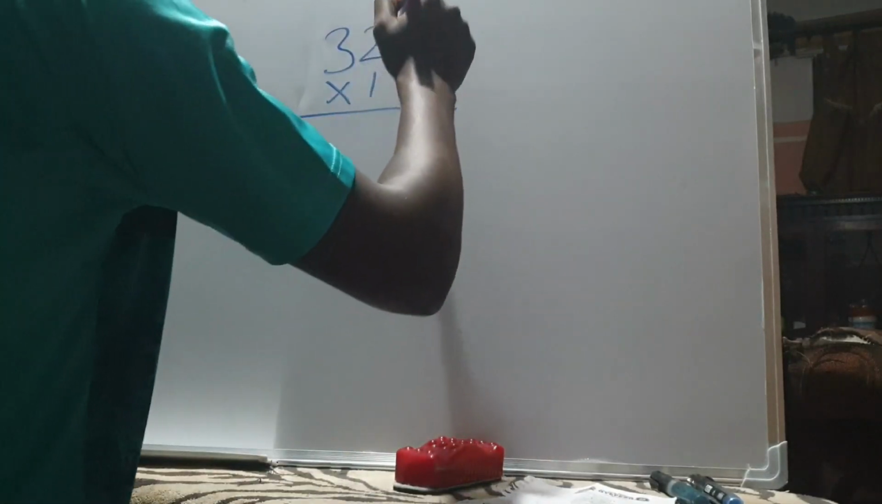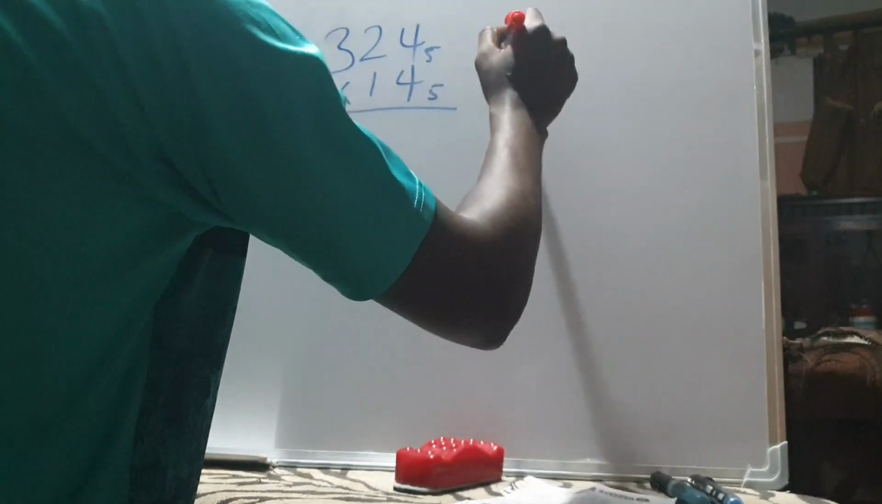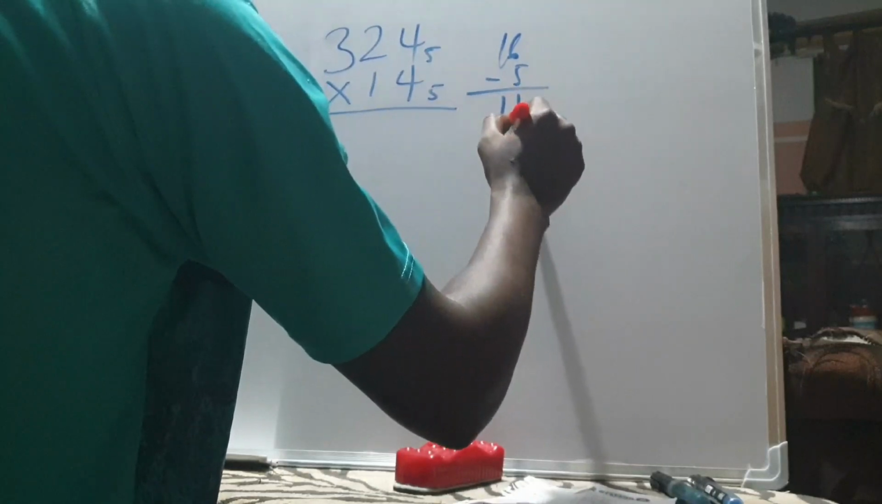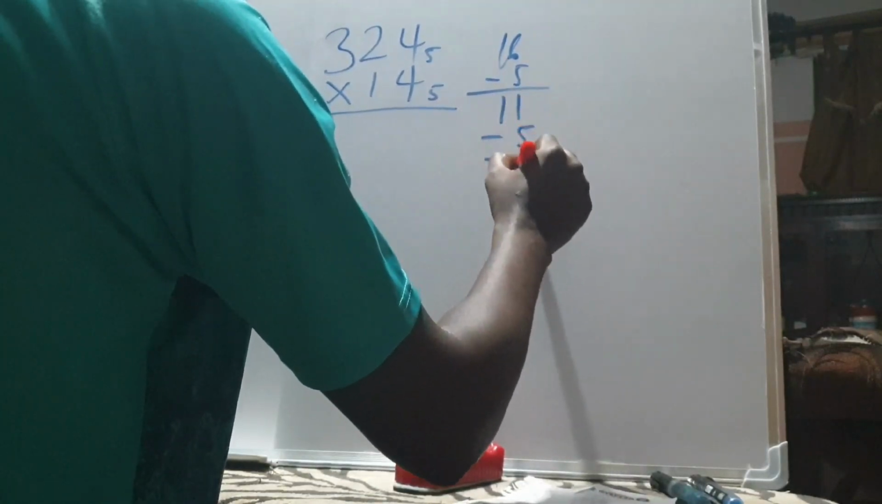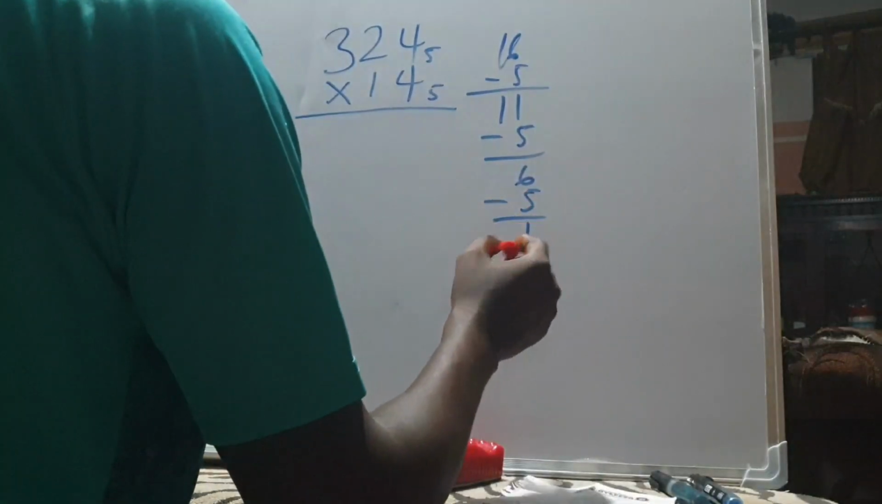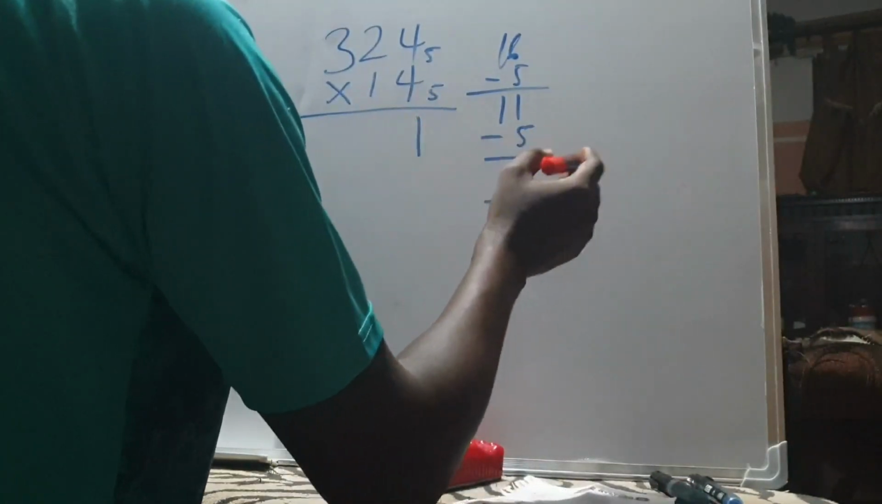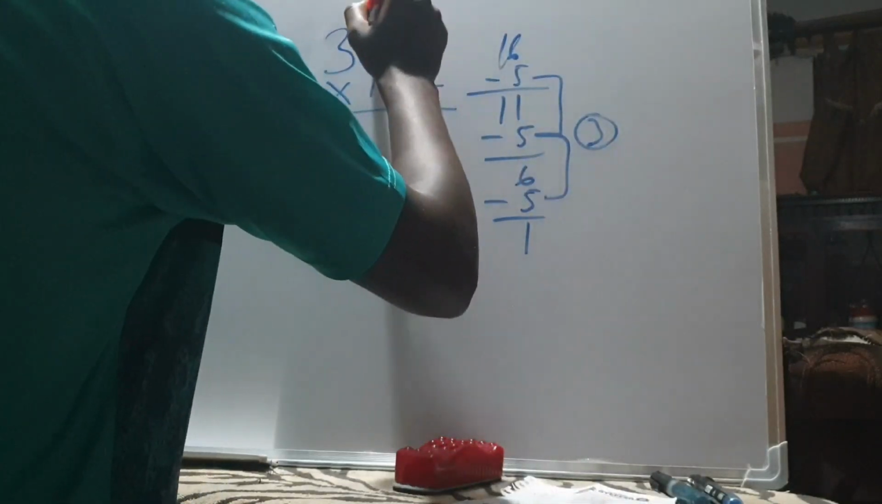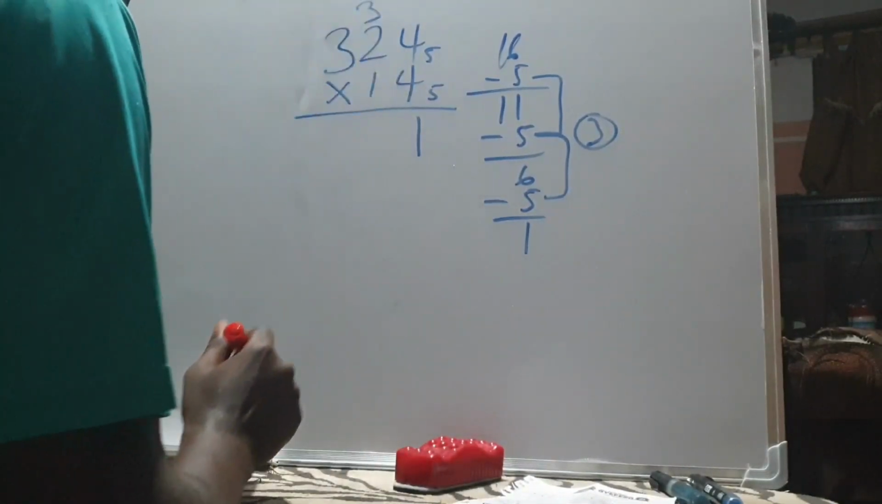So we start like we do: 4 times 4 is 16. 16 is greater than 5, so you subtract 5 from 16, you get 11. Subtract 5 from 11, you get 6. 6 is still greater, you subtract 5 from 6, you get 1. Our result is 1, so we write 1. How many times do we use 5? We use it 3 times, so you put 3 on top of 2.